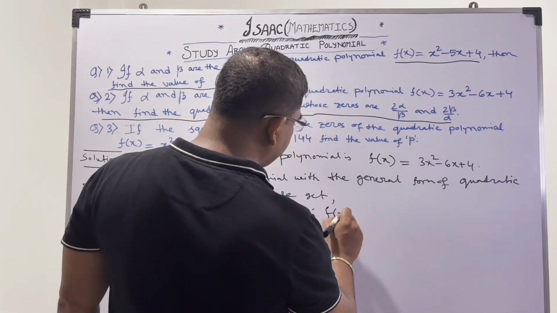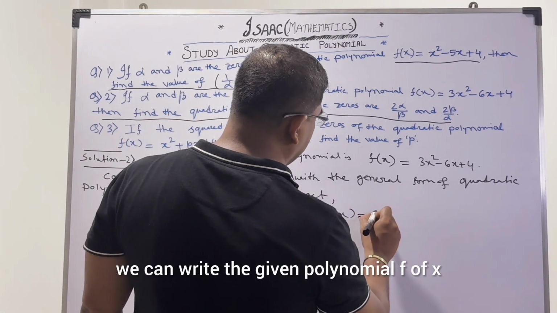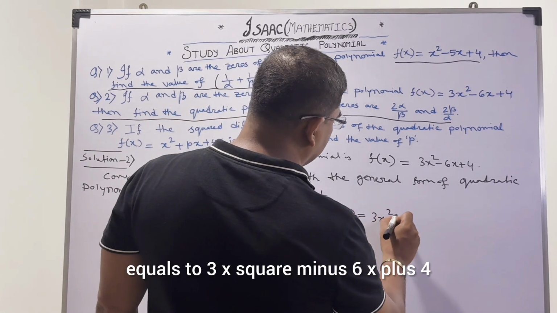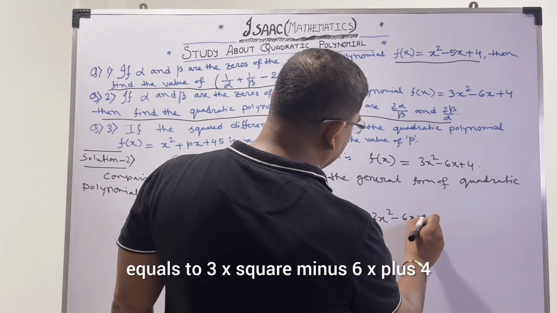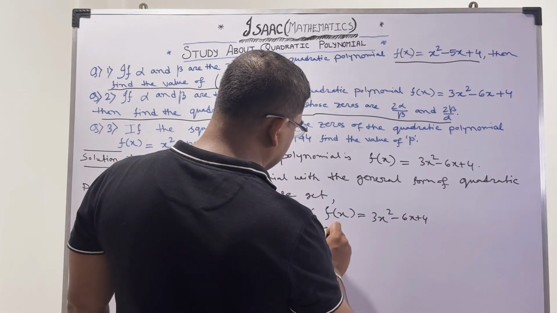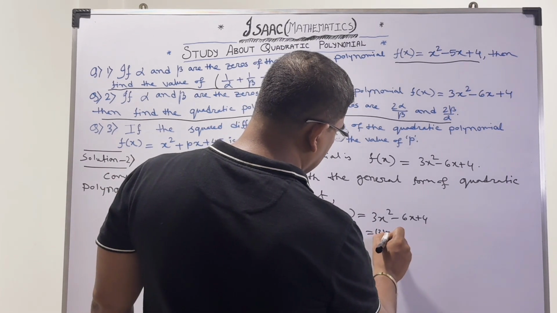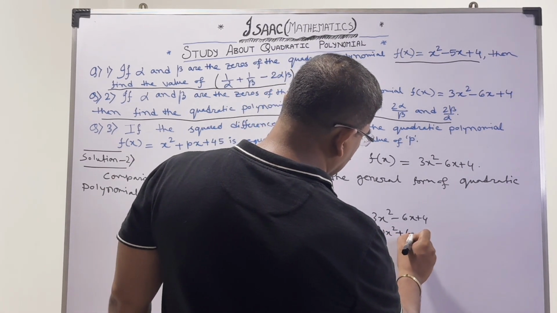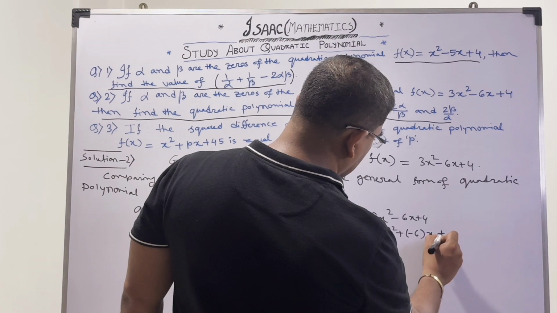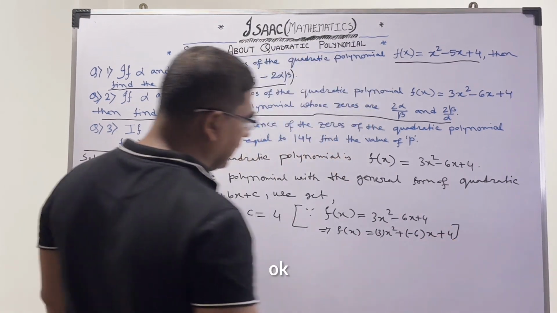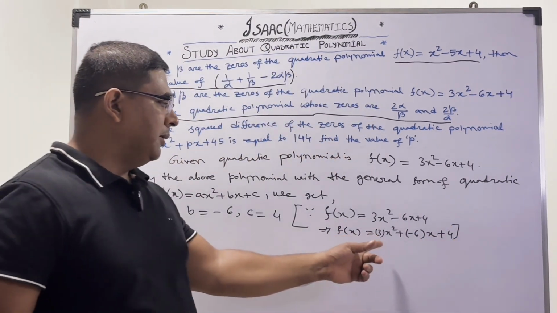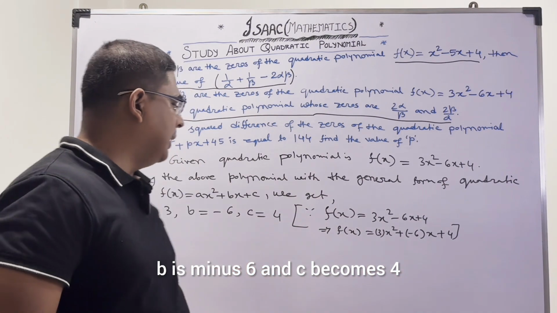Since we can write the given polynomial f of x equals 3x square minus 6x plus 4 as, okay. So a is 3, b is minus 6 and c becomes 4.